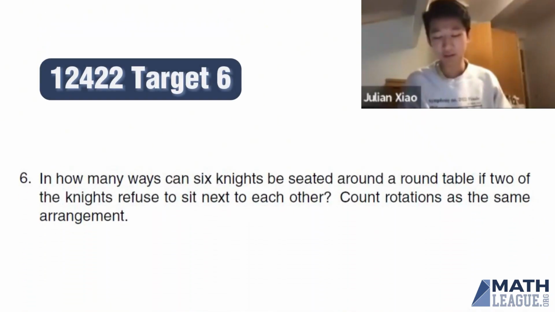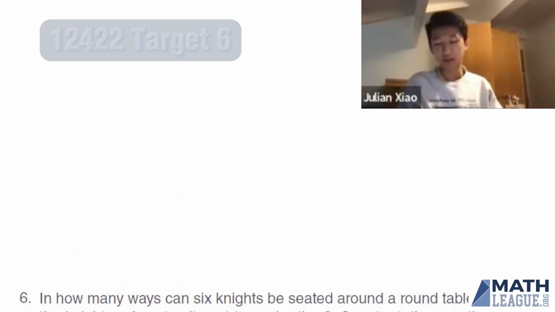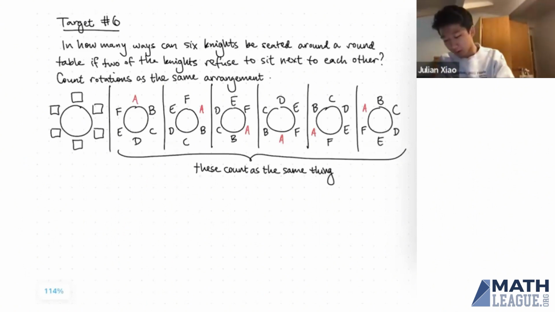So this is target round number 6. It's about the Knights of the Round Table. So in how many ways can 6 knights be seated around a round table if 2 of the knights refuse to sit next to each other? And this is the important part. We're going to have to count rotations as the same arrangement.